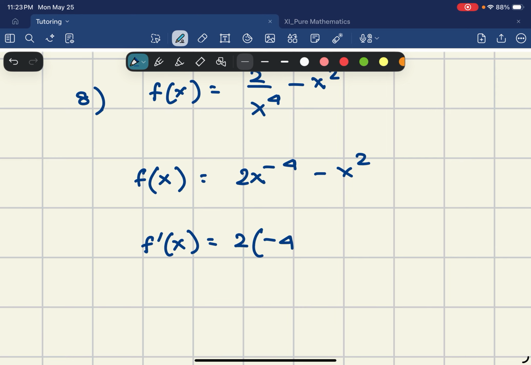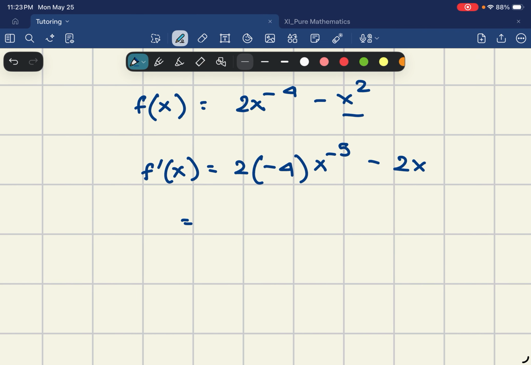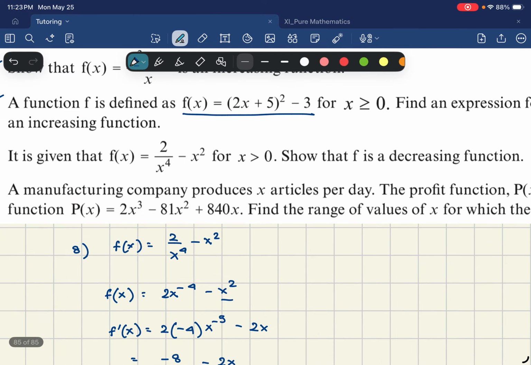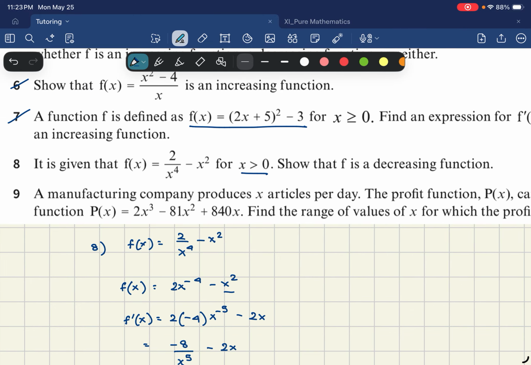2, you bring minus 4 to the front, x to the power minus 5, right? Minus 4 minus 1 is going to give you minus 5. You have minus 2x when you differentiate this. So you get minus 8 divided by x to the power 5 minus 2x. Or you can write this as minus 8 over x to the power 5 plus 2x. So for x bigger than 0.